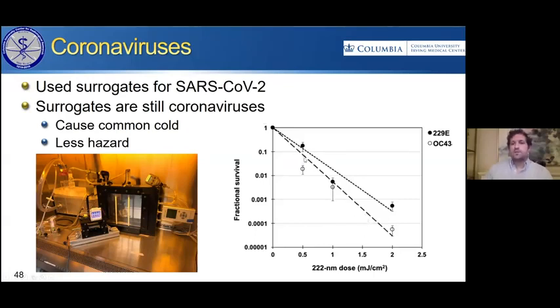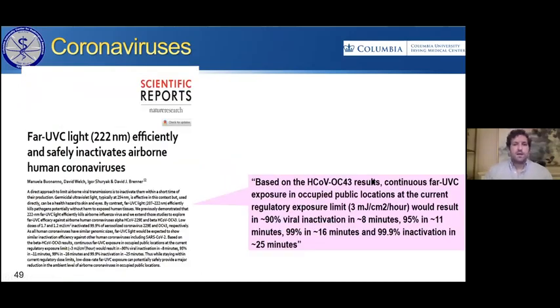We used our same aerosol exposure setup, and we looked at the dose response and the fractional survival. With about 1.5 millijoules, we're easily getting 99.9% inactivation of these coronaviruses. That's a very small dose. Based on the daily exposure limit of about 23 millijoules per centimeter squared, we concluded that we could inactivate 99.9% of airborne coronavirus in about 25 minutes using the recommended exposure limit.